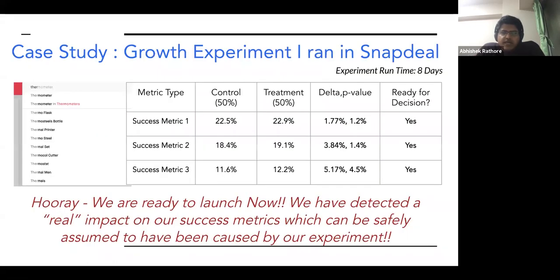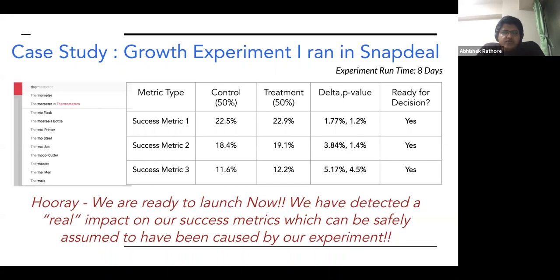So now I tell you this value. We know the values of control and treatment. We know the delta. My experiment has run for 8 days, and I also have run my power analysis, and the power analysis indicates that my experiment is ready for decision. The p-values are all less than 5%. So yes, hooray, we have reached the state of ready to launch. We have detected a real impact on our success metrics, which can be safely assumed to have been caused by the experiment.